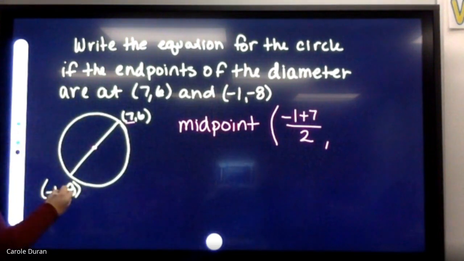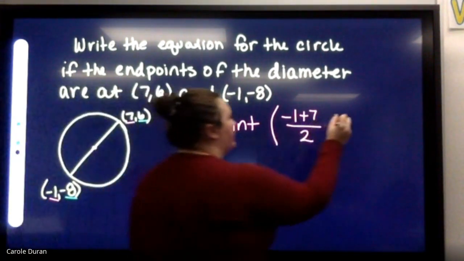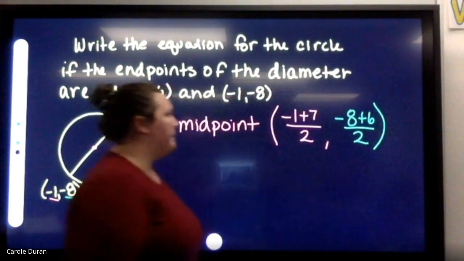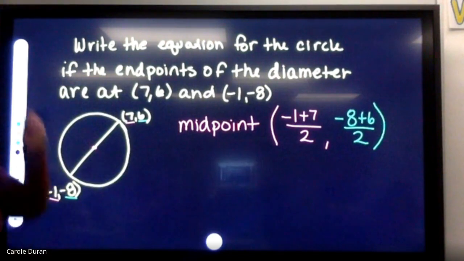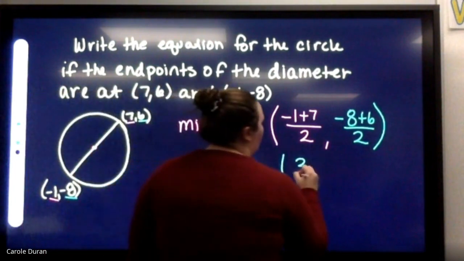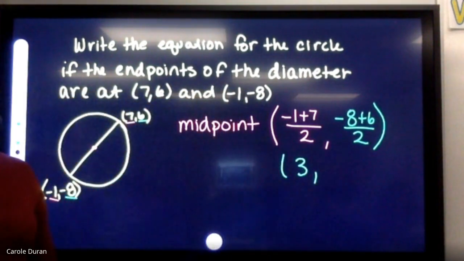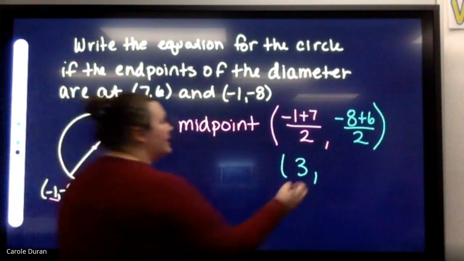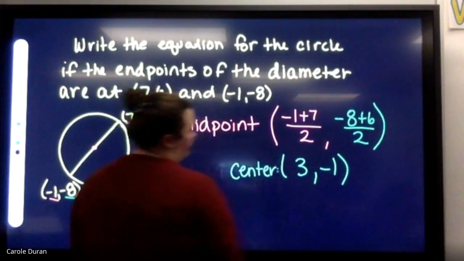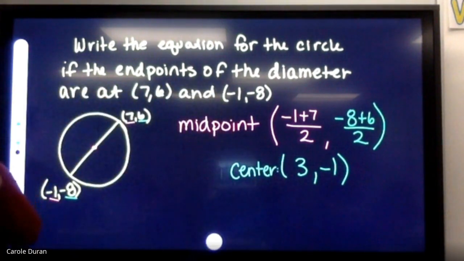My y coordinates are -8 and 6. I'm again going to add those together and divide by 2, and it's going to give me my y coordinate. I simplify this. What's -1 plus 7, divided by 2? 6 divided by 2 is 3. And what is -8 plus 6, divided by 2? -2 divided by 2 is -1. So the center of my circle is at (3, -1). Anytime I'm talking about the diameter, I can use the endpoints of the diameter to find the midpoint, which is the center of my circle.